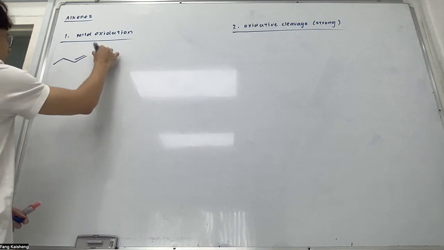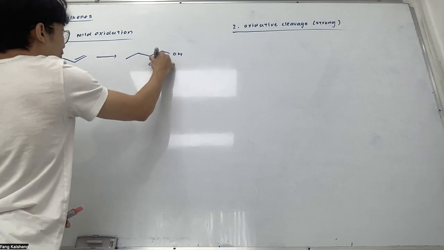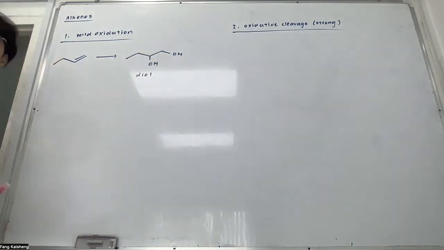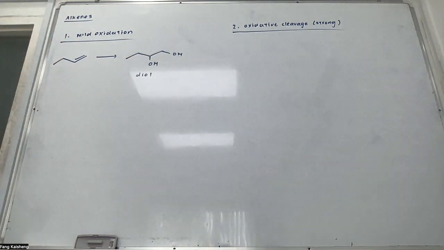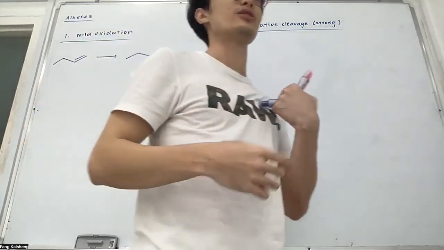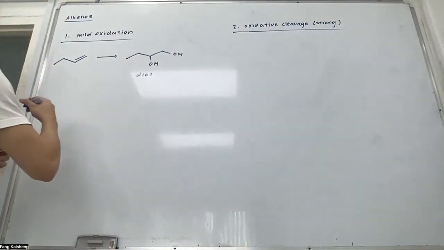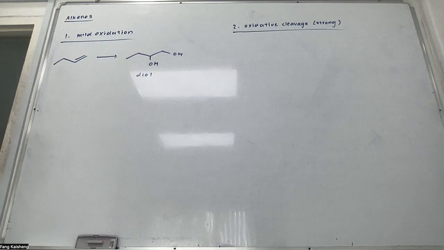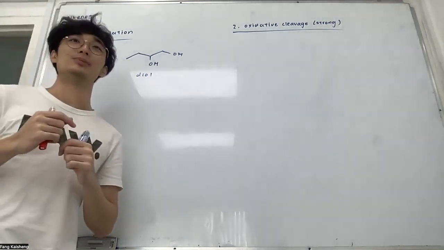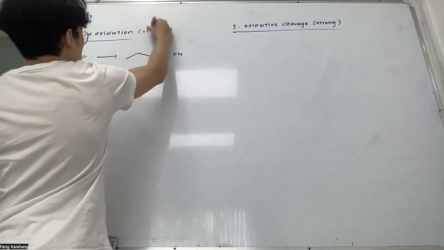If we have an alkene, mild oxidation will just turn the alkene into this thing here called a diol. What's a diol? Ol means alcohol. Alcohol is OH. So now that we have two OHs, it's called a diol. That's all there is. There's nothing more to this, right? Guys, can you all notice a bond is broken over here? More specifically, what bond is broken? Same as electrophilic addition, only the pi bond is broken, correct?